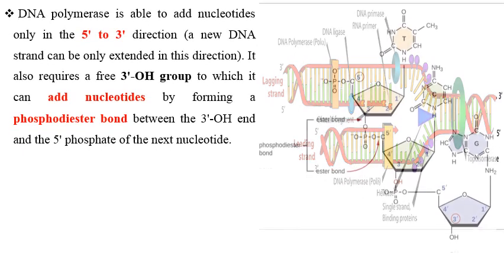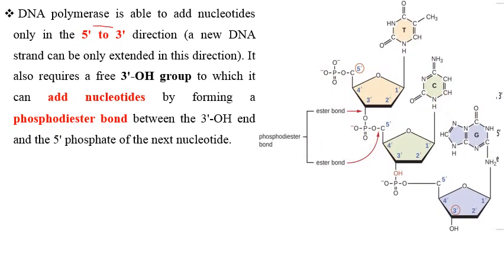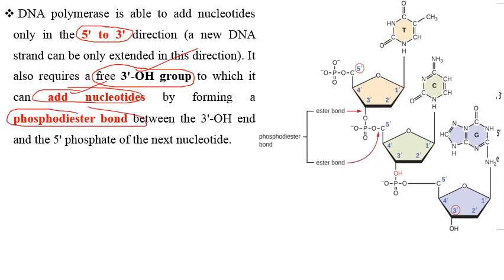Next, DNA polymerase is able to add nucleotides only in 5' to 3' direction. जो DNA polymerase है वो सिर्फ 5' to 3' direction में ही nucleotides को add कर सकता है in the new DNA. It also requires a free 3' OH group. This is the very important requirement of this DNA polymerase 3. So for this, the free 3' OH group is provided by the RNA primer, to which it can add nucleotides. और में ये nucleotides add कर सकता है DNA polymerase by forming a phosphodiester bond between the 3' OH group and 5' phosphate group of the next nucleotide.